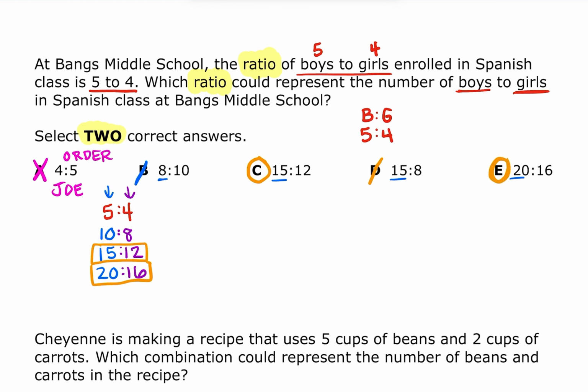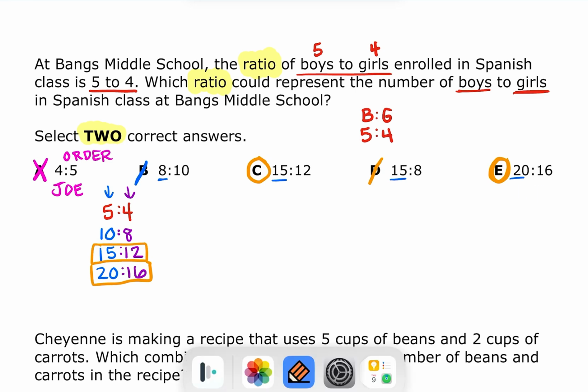Now, as an answer, if I was going to say this ratio out loud, I would say 15 to 12, like the word 2. So I would say 15 to 12. That's how we would say it. We would say it like it's written here, and this one would be 20 to 16. So the word 2, not to the number.